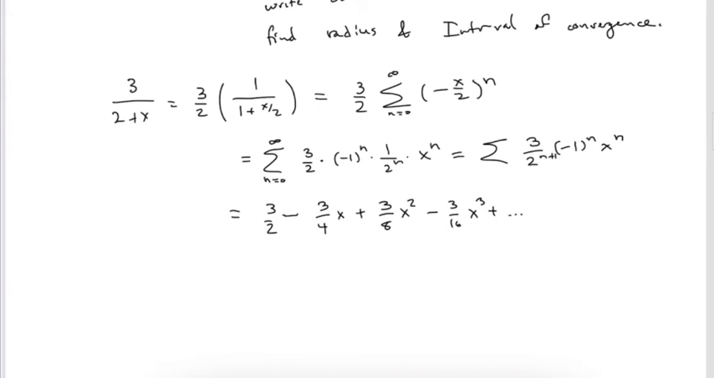This is what I got for the first one. You should factor out 3 over 2, which turns it into 1 over 1 plus x over 2. The fact that this is a plus right there means that you're going to have to use negative x over 2 as the thing that you plug into the series. I hope you used the minus sign there.